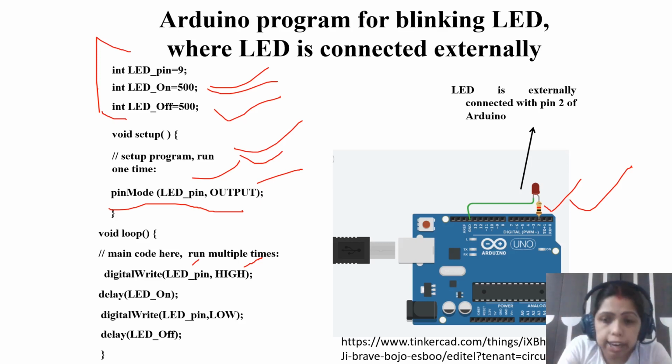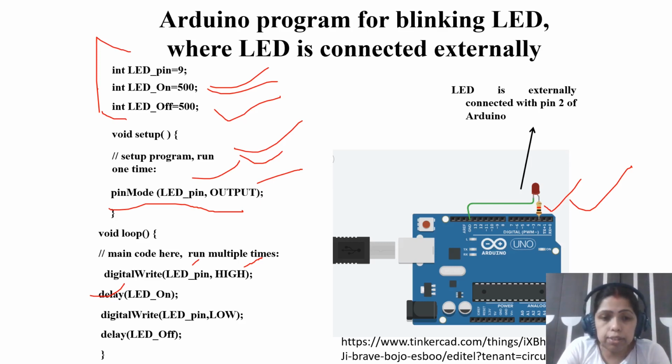Within the digital write function, I have to send two arguments. One is the pin number, another is the value. Okay, so high value I'm sending. Now the LED will be turned on for some time. For that, I have to use the delay function. Within the delay function, we have to write how long the LED will be turned on. Okay, so the LED will be turned on for 500. If you are not writing any unit, automatically it will be considered as 500 milliseconds.